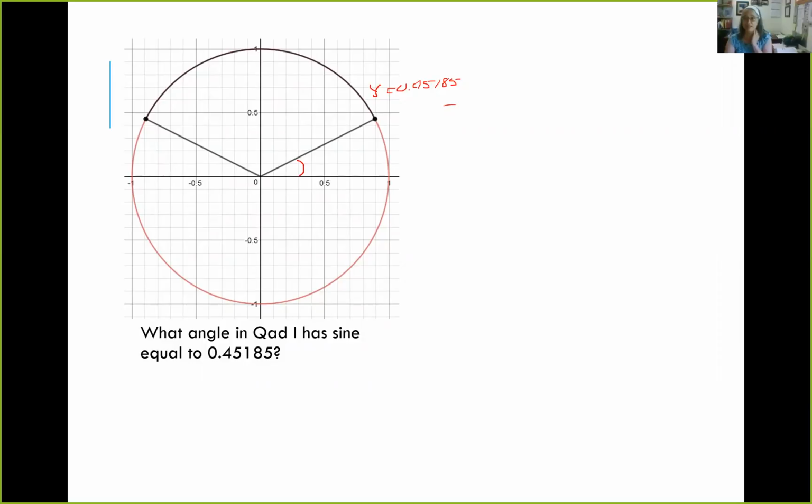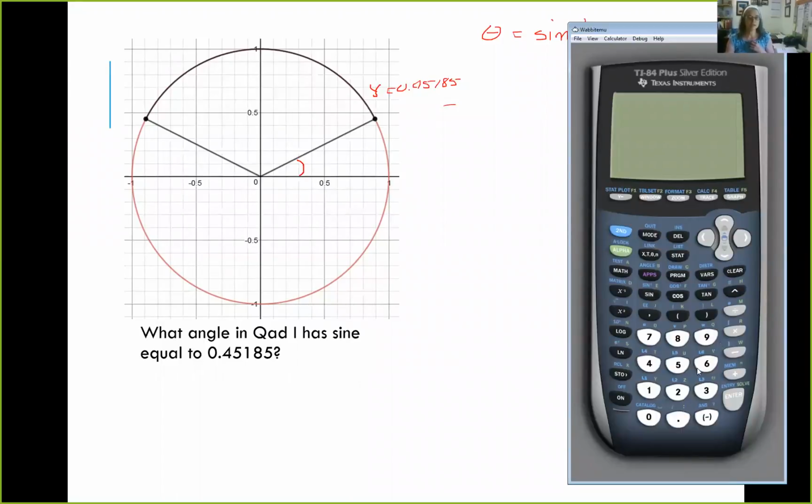So what we're saying is, what angle theta has sine equal to 0.45185? Let's solve that. We're going to use our calculators to solve this one.